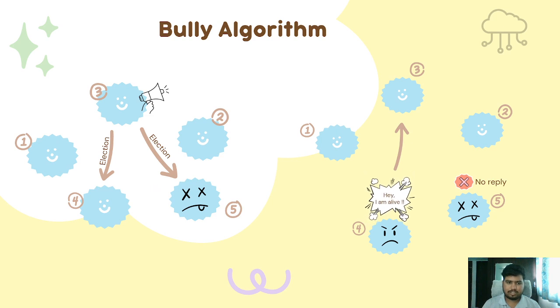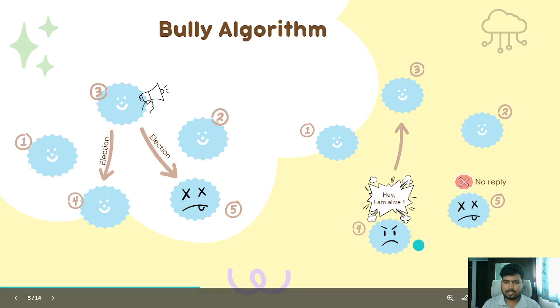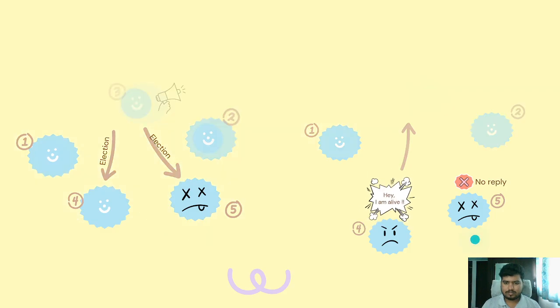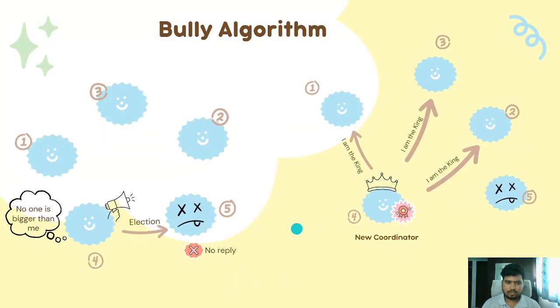So it initiates the election. It sends the election message to the higher IDs, that is process number 4 and process number 5. But the fifth process is already dead, so no reply comes from the fifth process. But process number 4 replies to 3: Hey, I am alive, so you don't have the right to become the leader. So the election process is further carried out by process number 4.